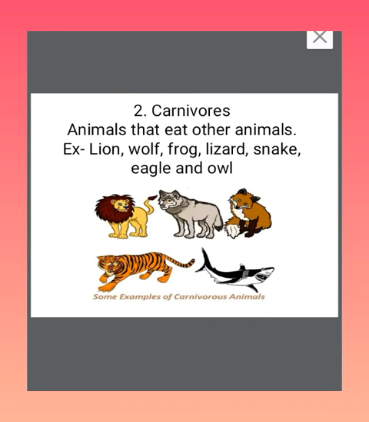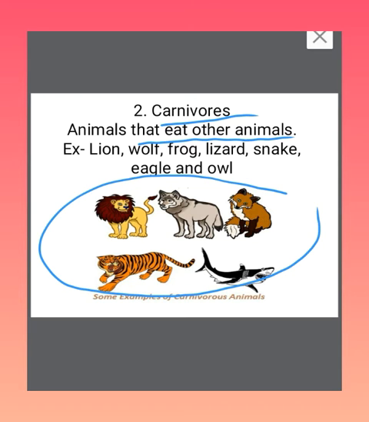Now the second category we have is carnivores. Carnivores are those animals that eat other animals, or I can say that eat the flesh of other animals. Now, what are the examples of carnivorous animals? The examples are lion, wolf, frog, snake, lizard, eagle, owl. As you can see over here, all these animals are examples of carnivorous animals.